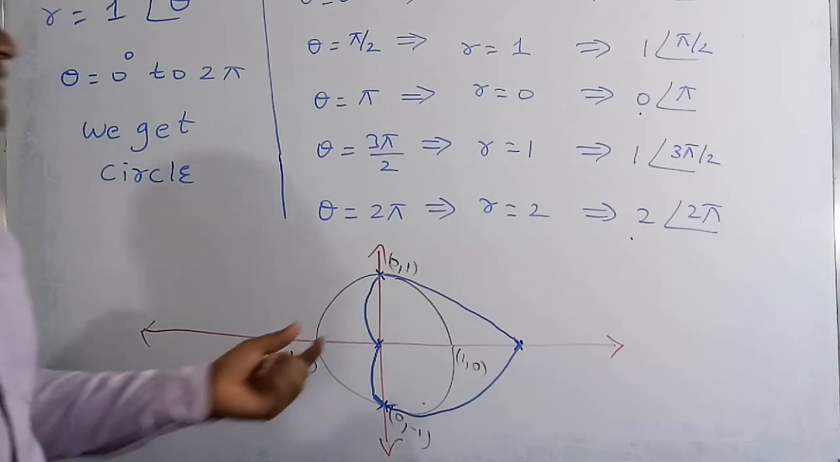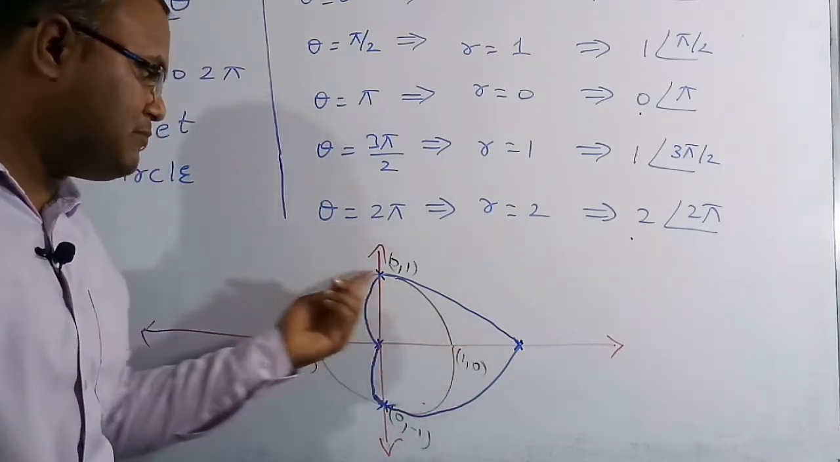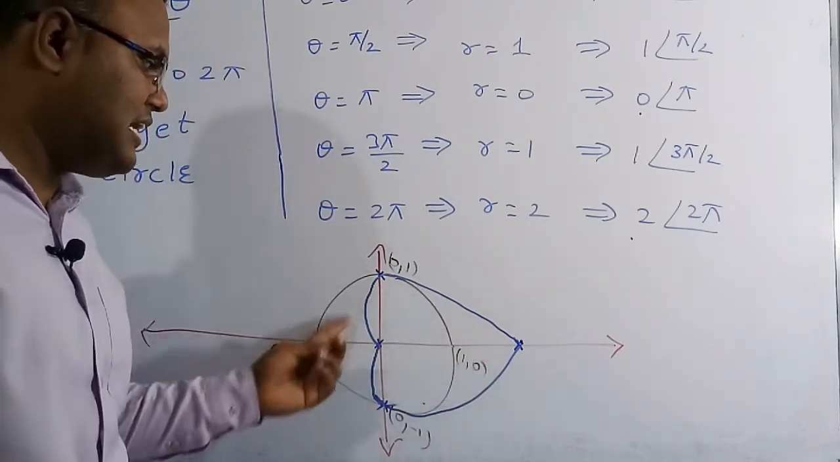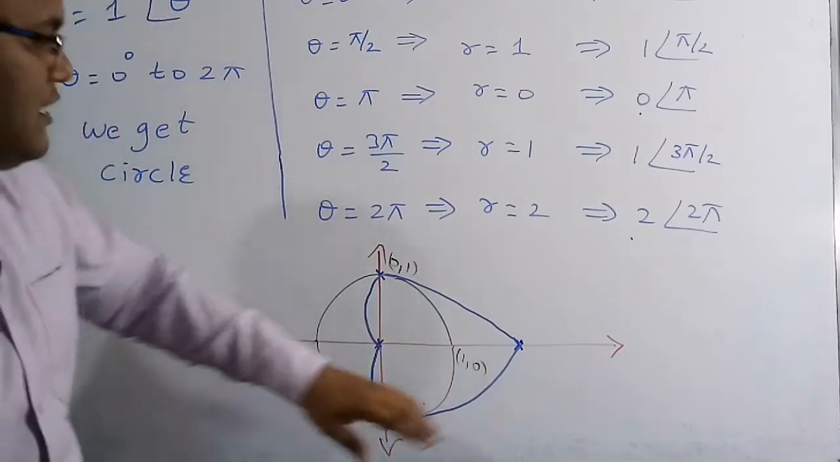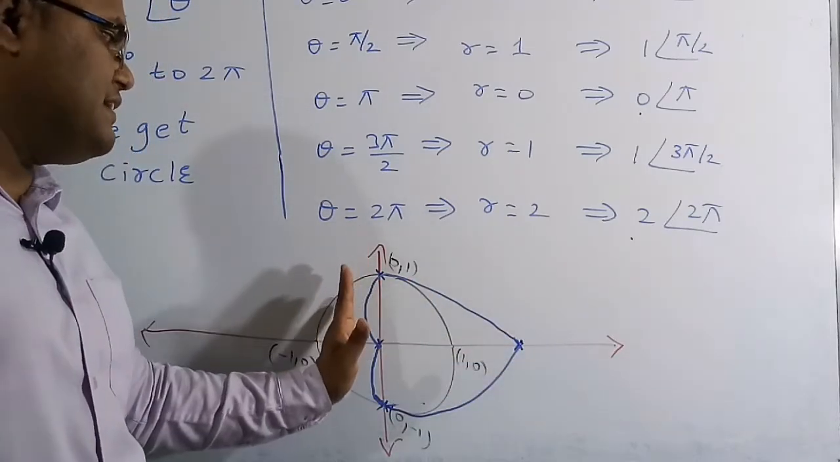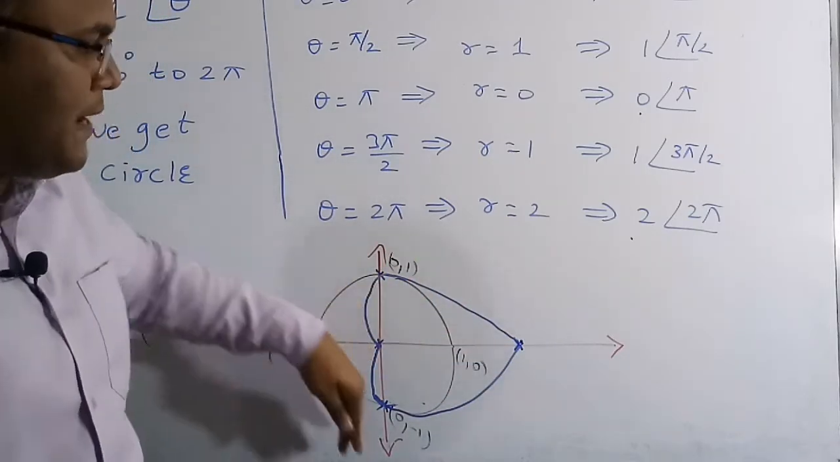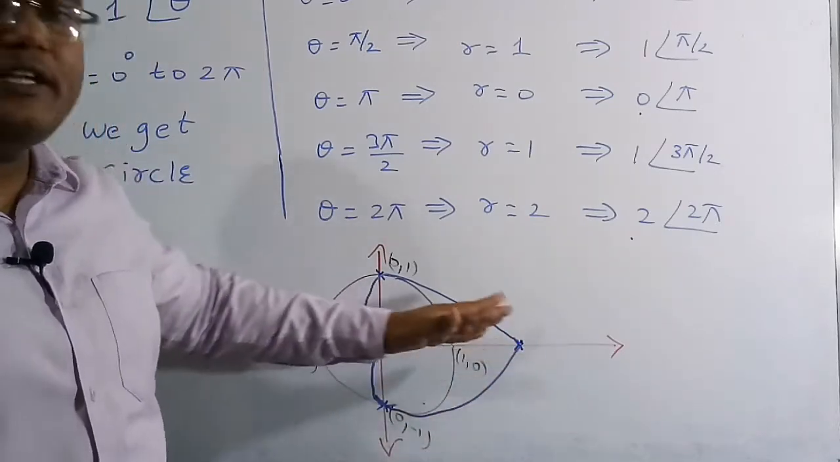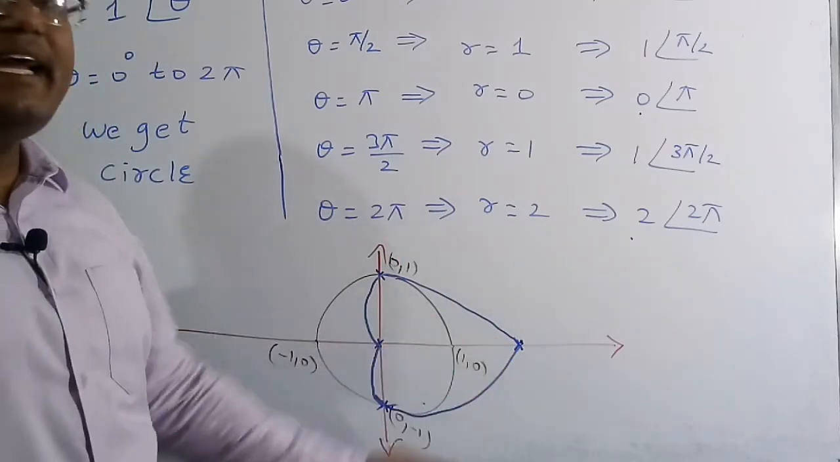So this is the diagram in the question. This is the diagram of r is equal to 1, and this is the diagram of r is equal to 1 plus cos theta. From 0 to pi, we can see the radius decreases. From pi to 2 pi, the radius increases. So it is a symmetric graph with respect to the x-axis.